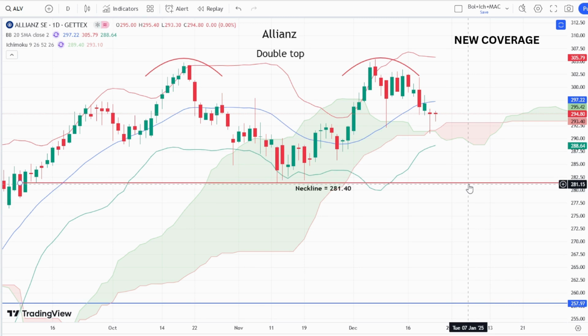So what will give me more confidence about Allianz's bearish intent is if there is a close below the Ichimoku cloud, that's the bearish territory, and once this happens, further downside should be expected. And if Allianz closes below the neckline, then we can confirm a bearish outlook. The textbook target is at 257.97.